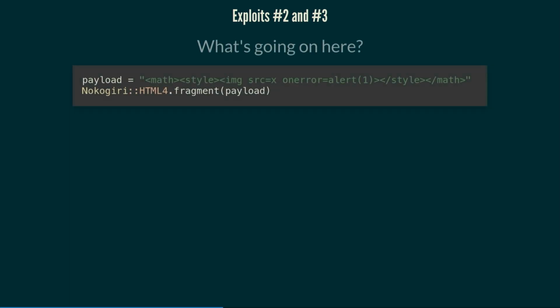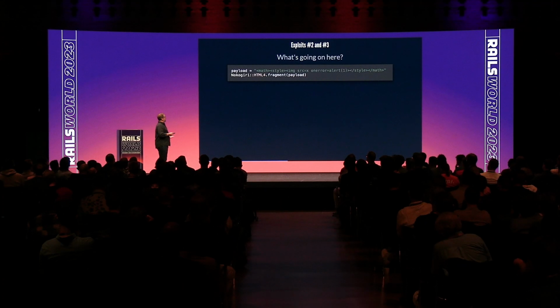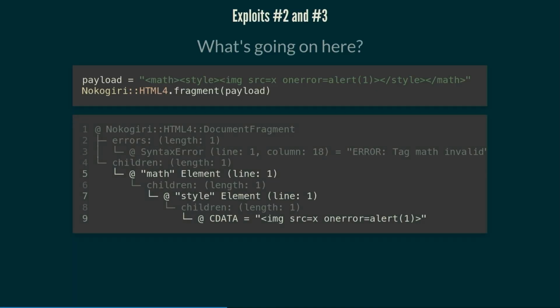Really what this means is that the rules for parsing change when you hit a math tag or an SVG tag, because SVG has a whole other set of rules for how those are formatted, and so does MathML. And so as a result, HTML4 doesn't know this, so it just parses it straight ahead. It'll give you a syntax error saying, I don't know what a math tag is, but it leaves it in. And you get a style tag containing CDATA. That's kind of what we expected at this point.